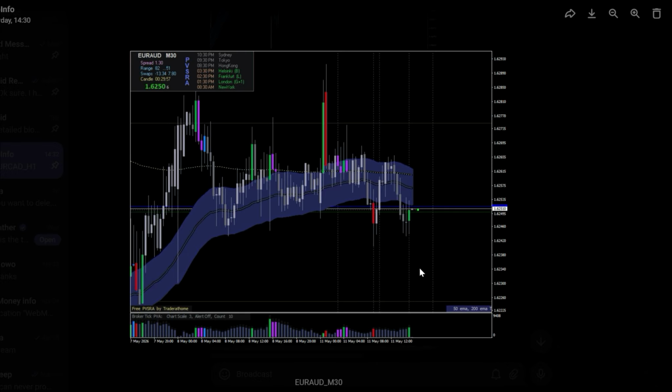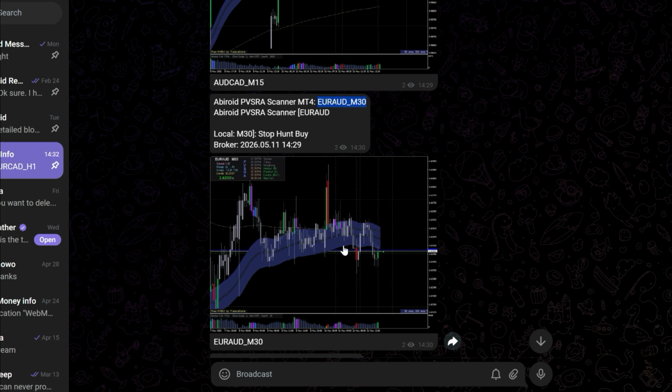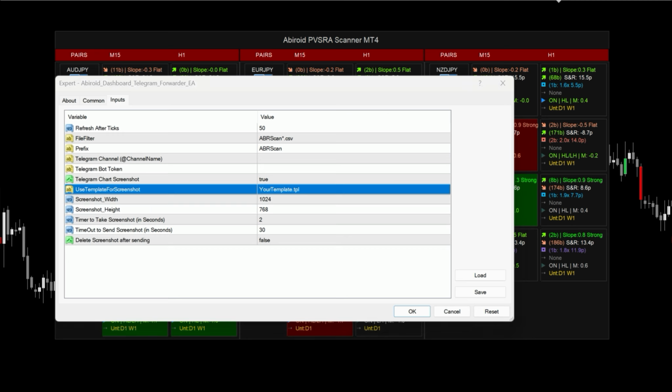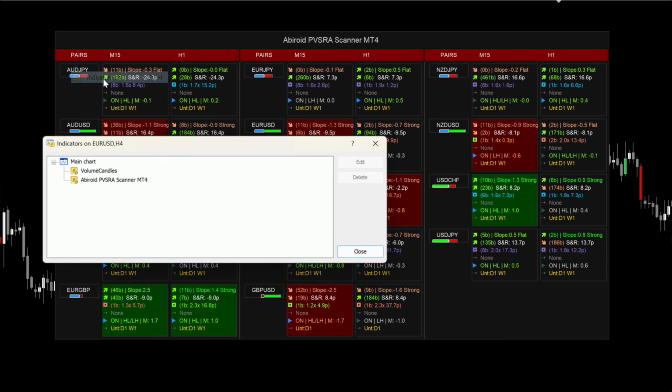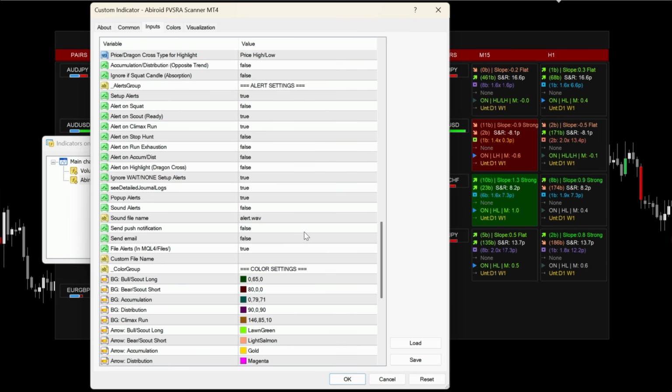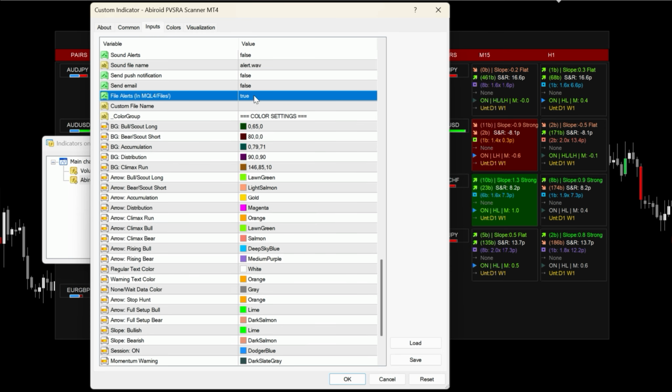So you can set any kind of alert, and you won't have to keep coming back to the chart. Just by looking at the screenshot alone, you will know whether or not you need to end an ongoing trade, whether you need to place a new trade or not. And this Telegram EA is completely free and it works with all of my scanner dashboards. If you set file alerts to true, it will send all of these alerts to a file, to this MQL4 files folder.